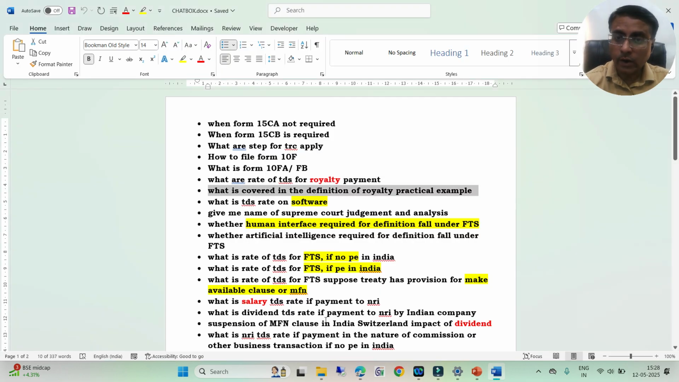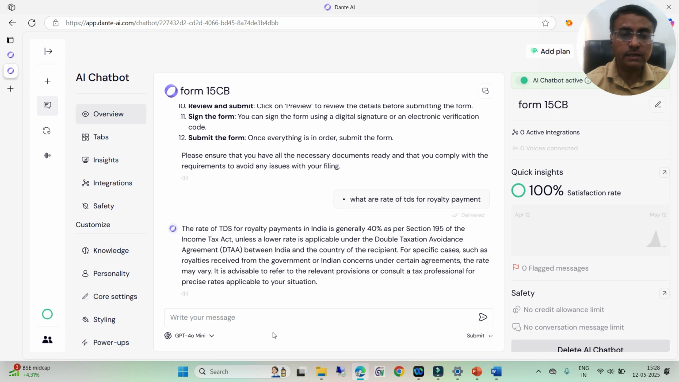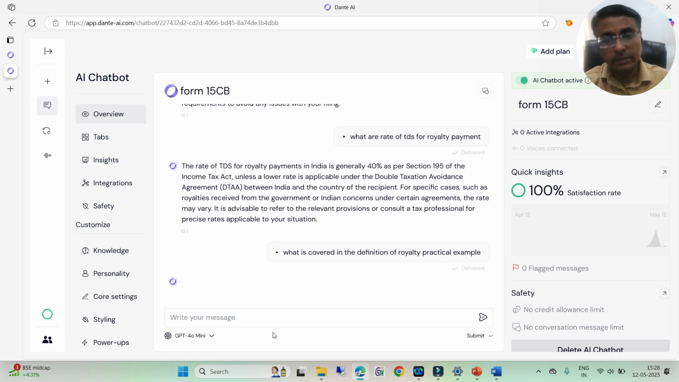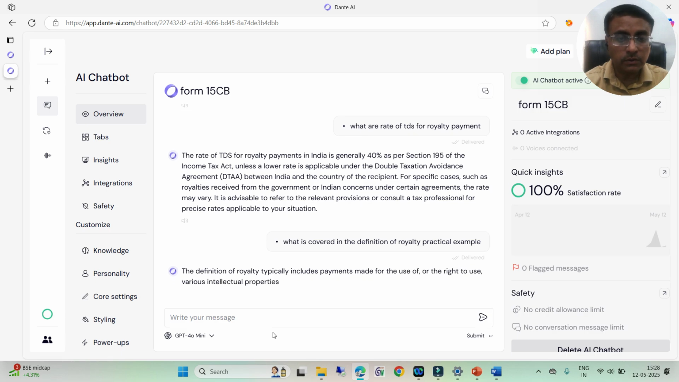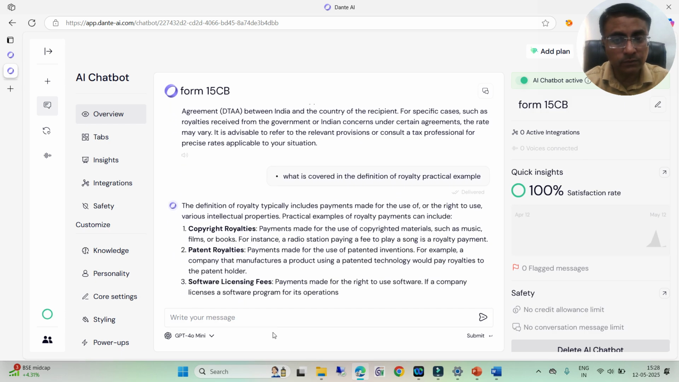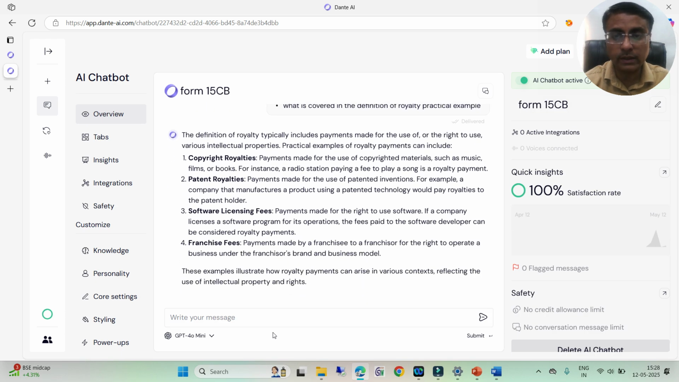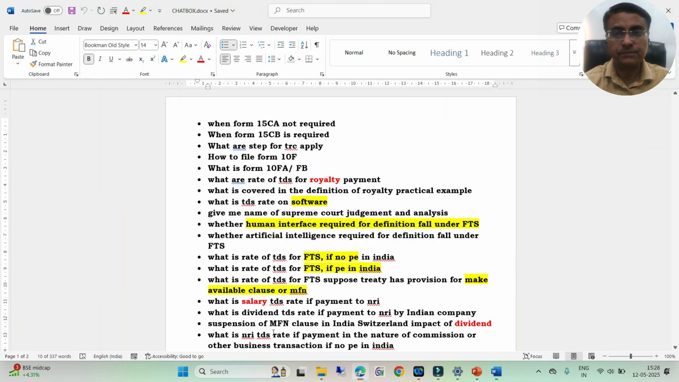So, what is the definition of royalty? As per domestic taxation and as per the DTA, you must understand whether the royalty is for copyright, patent, or software. You must take care of everything. What are the TDS rates?